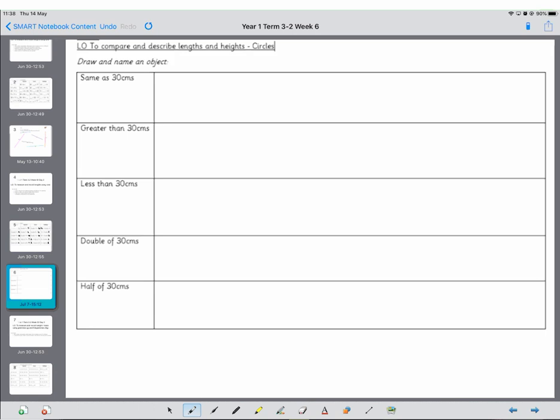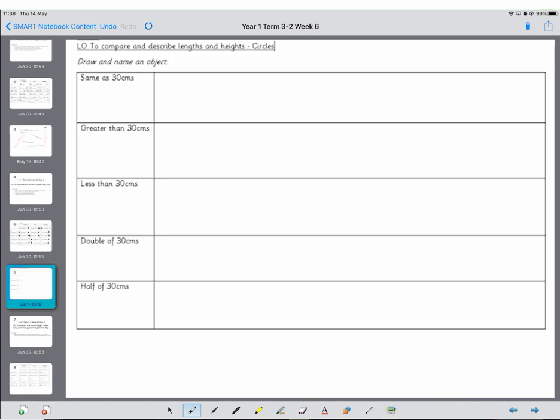Just out of curiosity, tell your grown-ups which one you think is going to be the trickiest to actually find. And grown-ups, I'm going to think too, it's maybe not as obvious as you might think. Okay, so the trickiest one is going to be the same as 30 centimetres, because you've got to find something that's exactly that. Now, grown-ups, I'd say within half a centimetre either way would be fine.